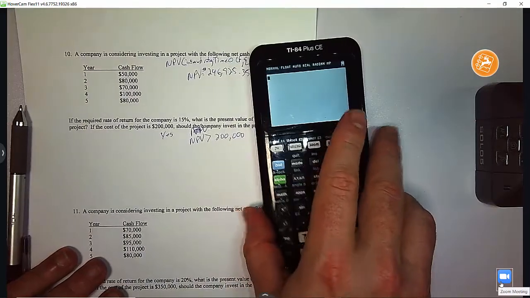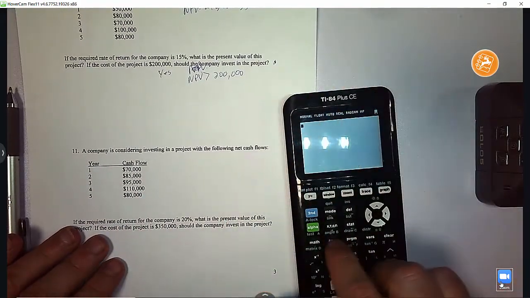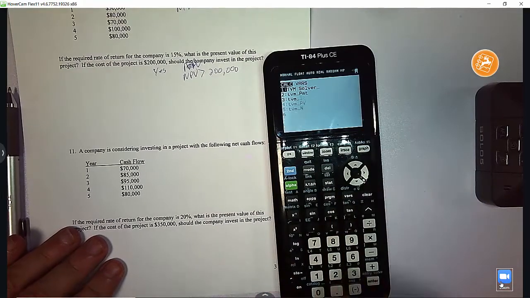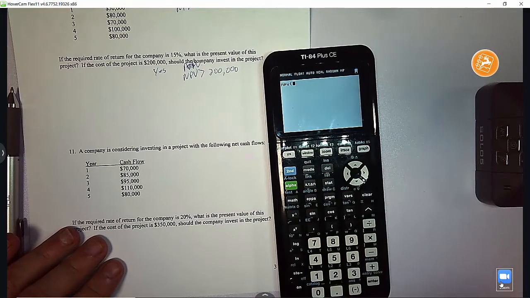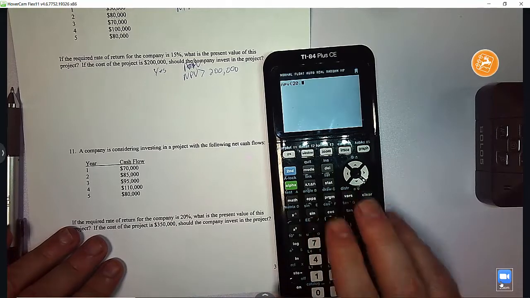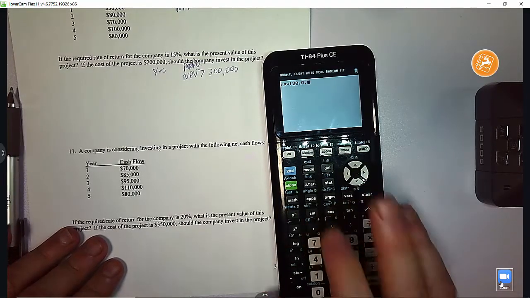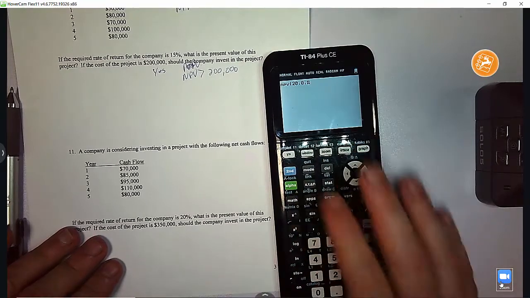So now that I have all my cash flows in, I'm going to go back to my main screen and then press apps, then 1, and then 7 for NPV. I'm going to put my discount rate in first, and that's 20. That's what I have down here, comma. 0 is my time 0 cash flow for now, comma. And then I just press second and L1.